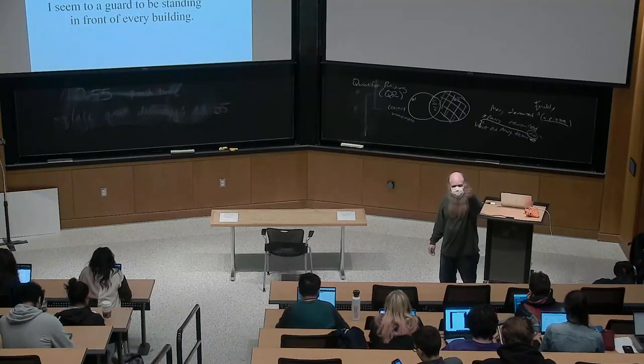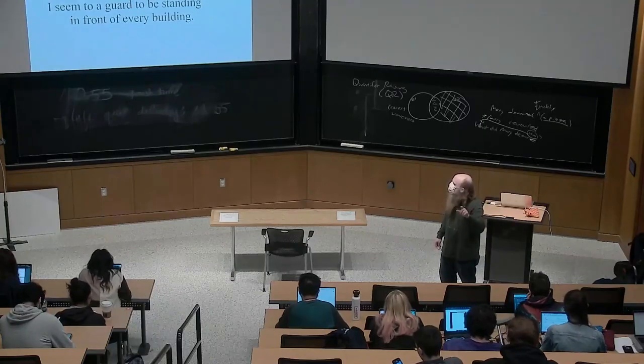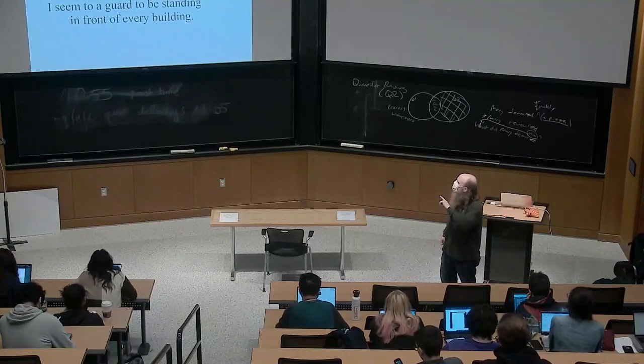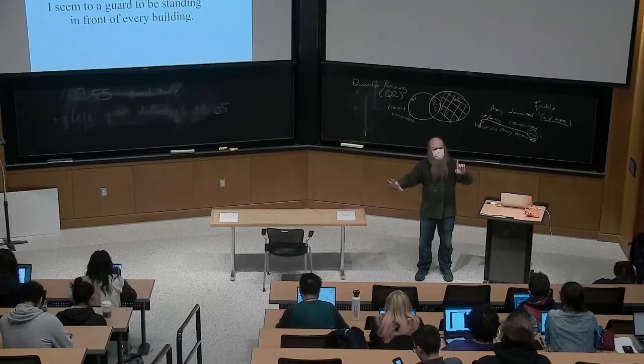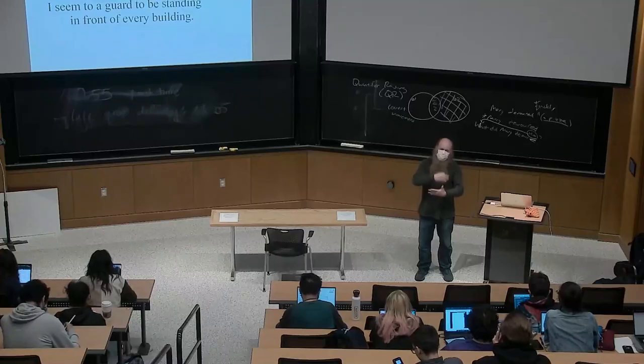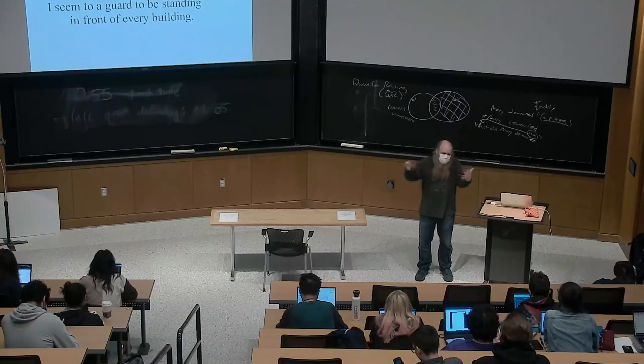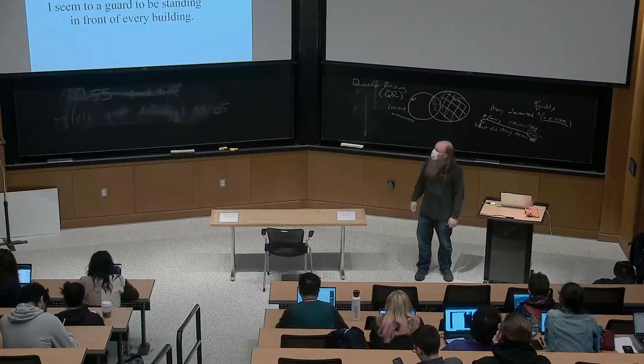I think there was a related comment earlier, and I think that's onto something, but it's sort of describing the problem that we have. If a guard is standing in front of every building, or a guard seems to be standing in front of every building, then a guard can either be one guard who's in many places at once, or it can be many guards, one for each building. That's the original ambiguity. A guard has that power. But why can't it do it in the second sentence is the question.